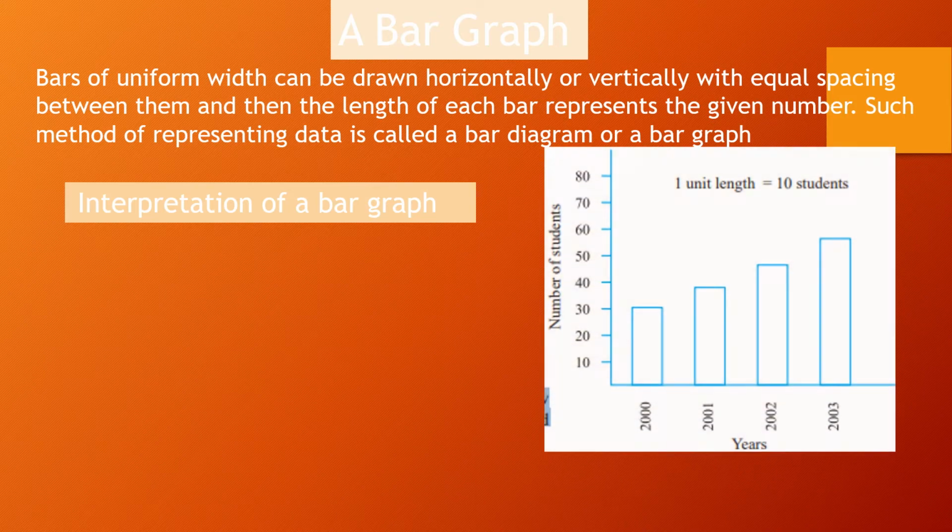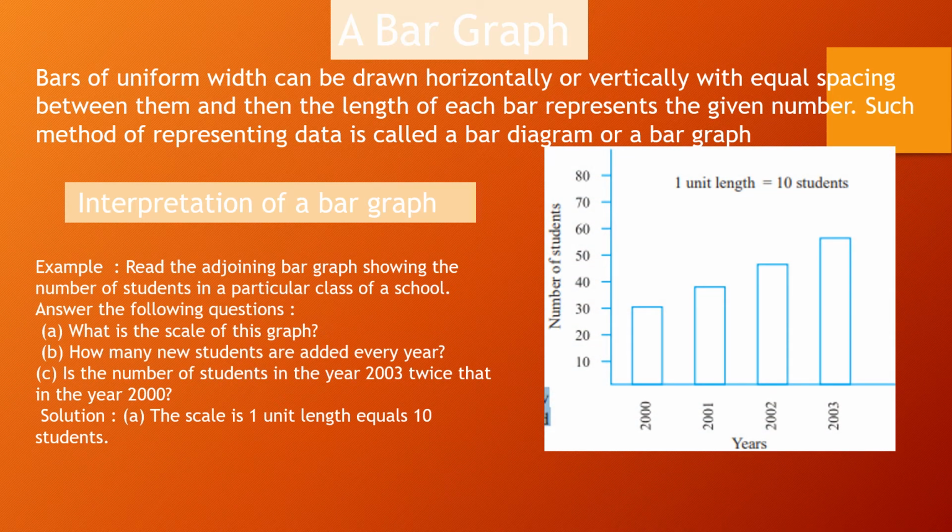Read the adjoining bar graph showing the number of students in a particular class of a school and answer the following questions. In the adjoining figure, on the x-axis it is written years, and on the y-axis, that is the vertical axis, it is written number of students. On the horizontal axis, different years are shown, that is 2000, 2001, 2002 and 2003. And on the vertical axis, the number of students is shown as 10, 20, 30, 40 like that. And here the first question is, what is the scale of this graph?